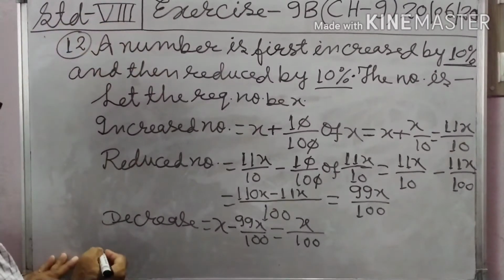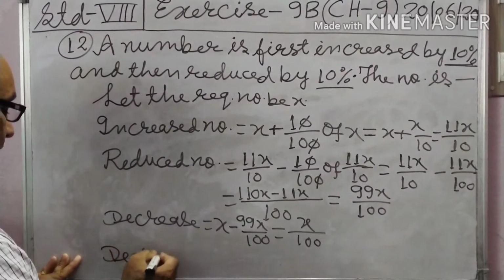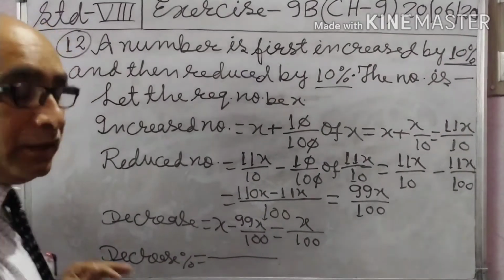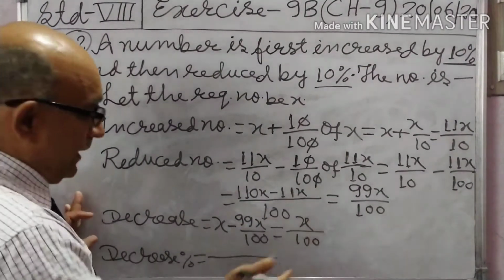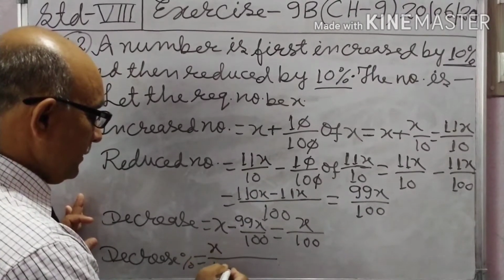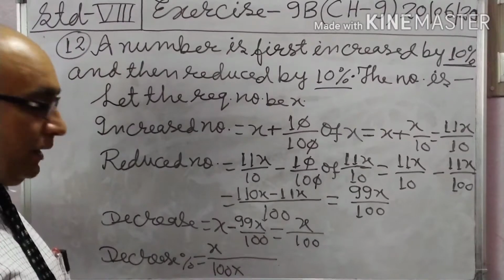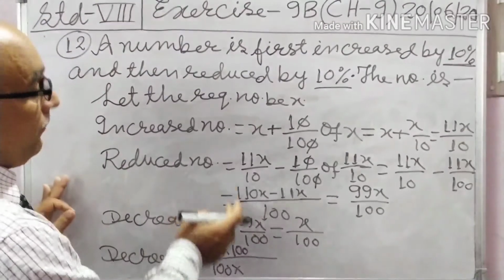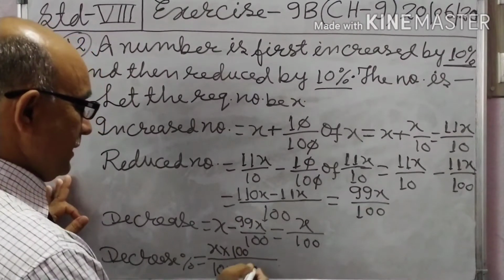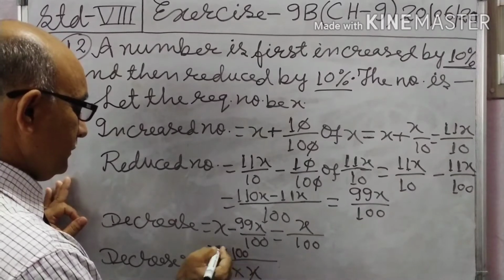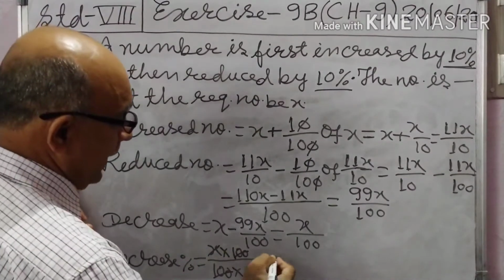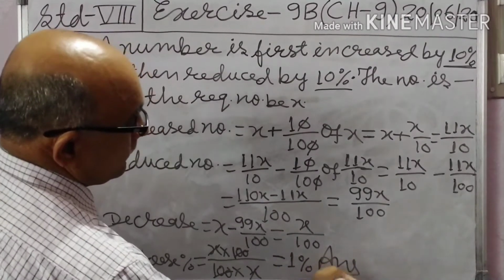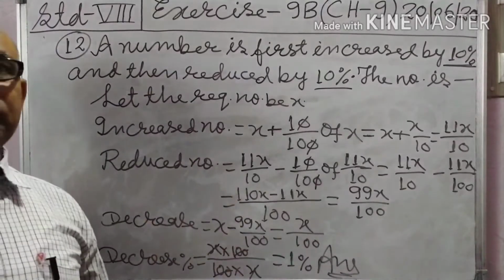Now find the decrease percent. Decrease percentage is decrease into 100. So decrease here is x by 100. So write x by 100 into 100 by x. x and x cancel, 100 and 100 cancel. So that means a decrease of 1%. Answer: decrease 1%. Write it.